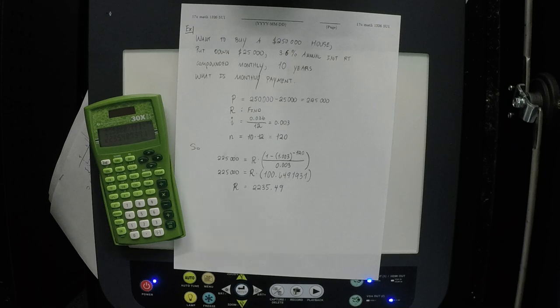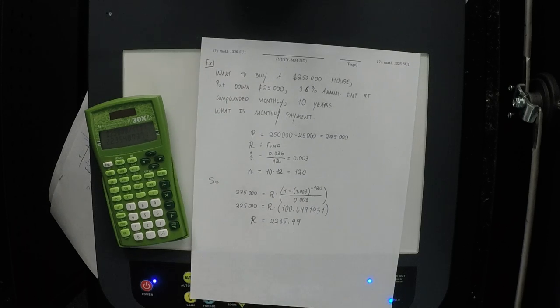So this is the reason why most people don't do a 10-year mortgage, because most people don't have enough discipline to pay $2,200 a month. Let's make a quick modification to this. If it was 3.6%, that's what it is at 3.6%.